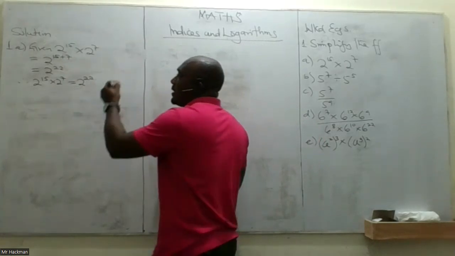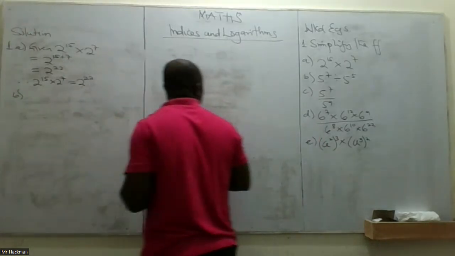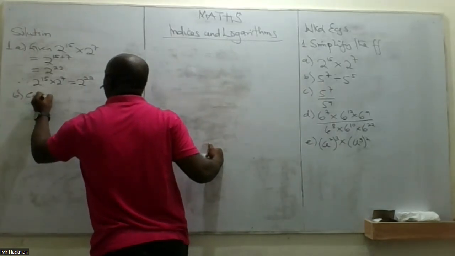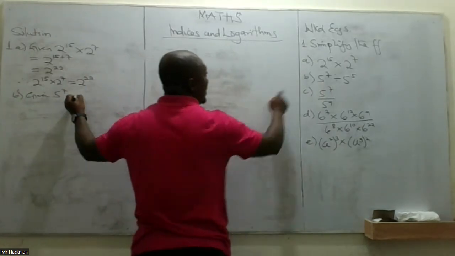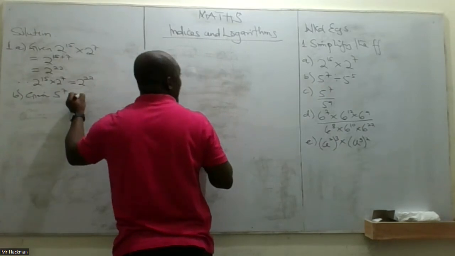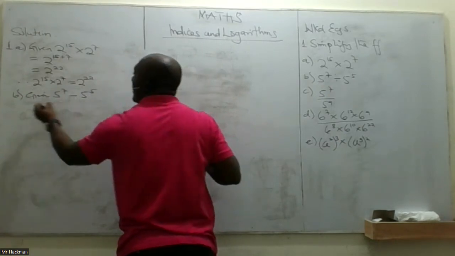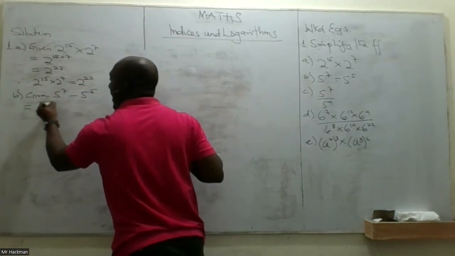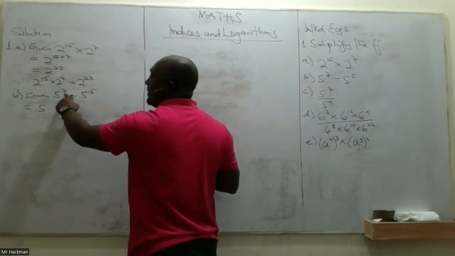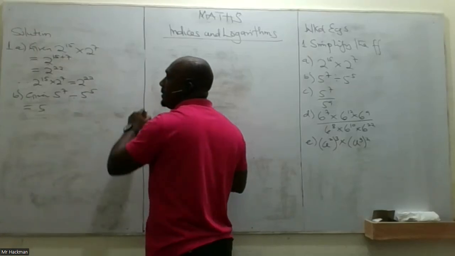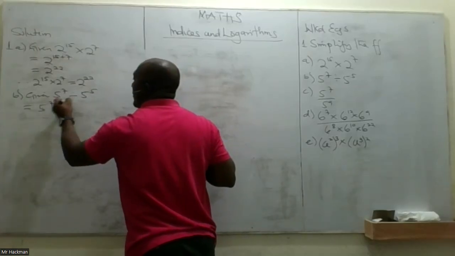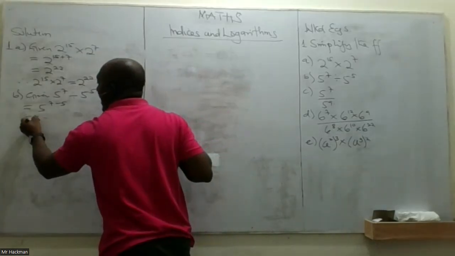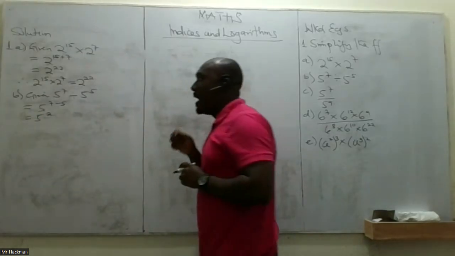So now this is what we have. So B, what do we have? We have 5 to the power 7 divided by 5 to the power 5. So we know whenever we are dividing, once the bases are the same, we keep our common base. Then this becomes my numerator exponent, and this my denominator exponent. So I subtract the denominator exponent from the numerator exponent. So that gives me 5 squared. Is my point well made?